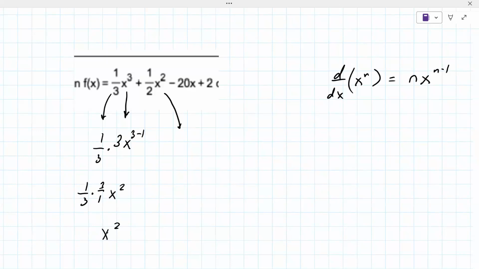All right, so for x squared, the derivative of x squared is 2. Bring the exponent down, x to the 2 minus 1, and then this 1/2 comes down. And so that becomes just x to the power of 1, 1/2 of 2.